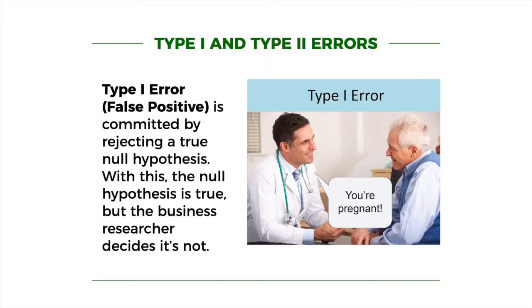There are two types of errors. Number one is type 1 error. Type 1 errors are false positives. It is committed by rejecting a true null hypothesis. With this, the null hypothesis is true, but the business researcher decides it's not.